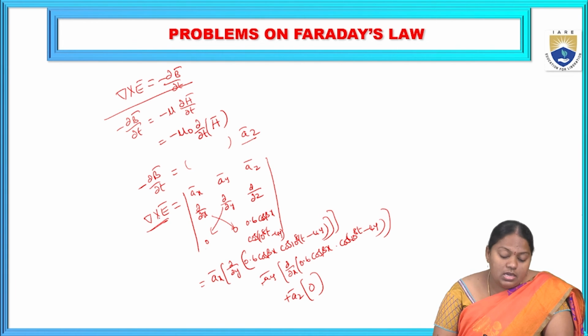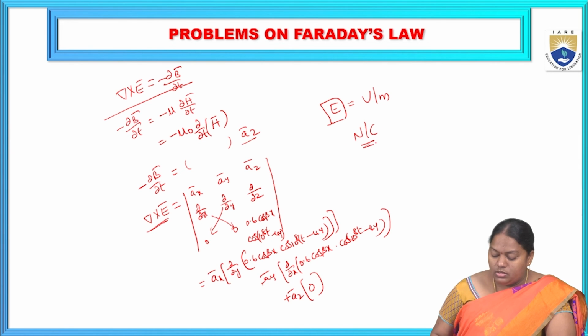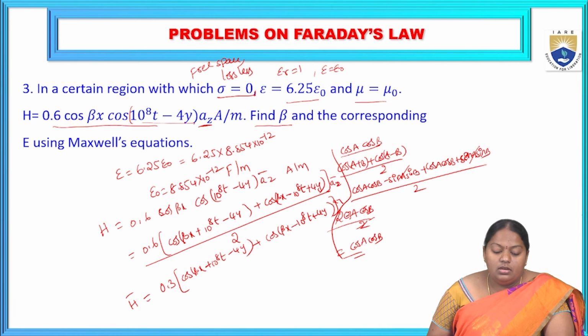After evaluating this del cross E bar, we will integrate both sides to get the value of E. Finally, this E value is measured in volts per meter, or according to the fundamental definition of a force, it can sometimes be expressed as Newton per Coulomb also. So this is the way we can evaluate in a certain region with σ equal to 0, ε given as 6.25 ε naught, μ given as μ naught, and H written as 0.6 cos βx cos(10^8 t − 4y) into az ampere per meter.